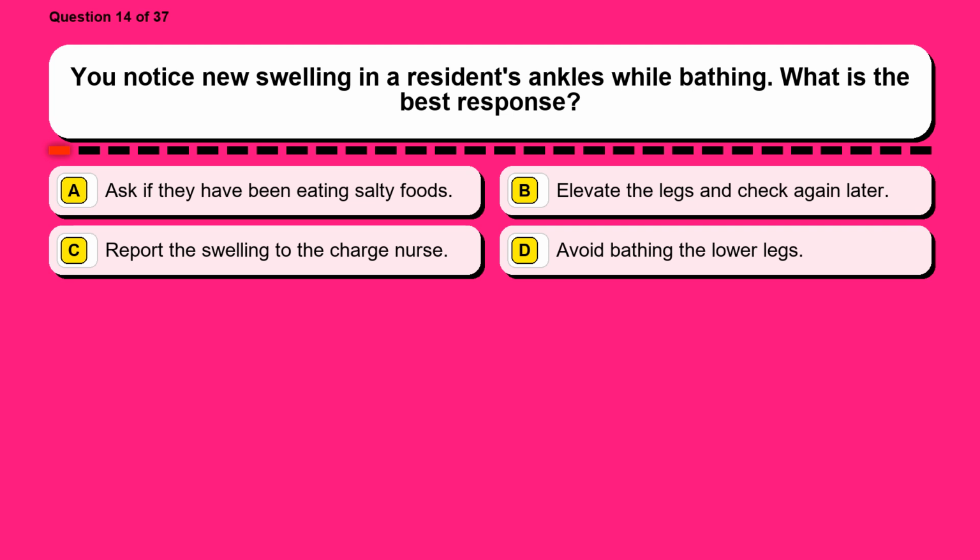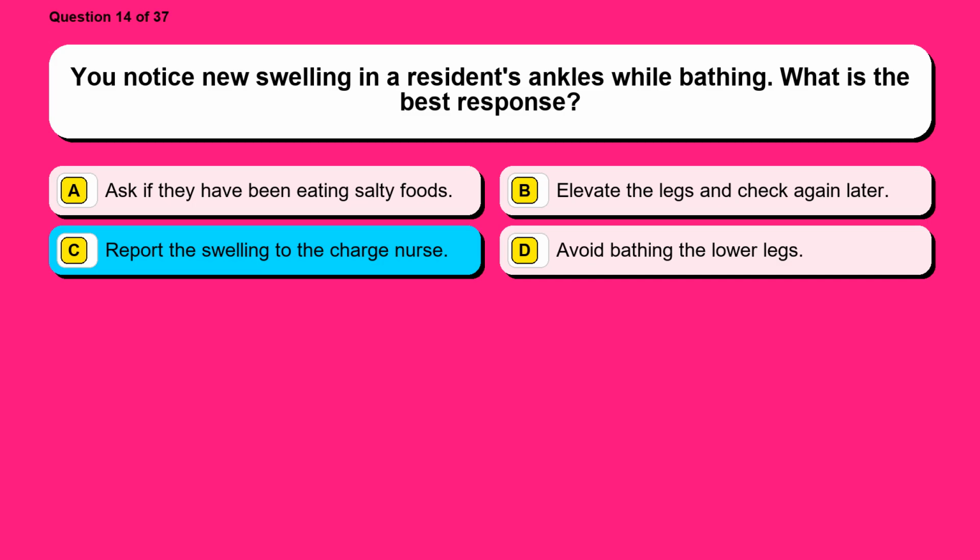Question 14. You notice new swelling in a resident's ankles while bathing. What is the best response? Option A. Ask if they have been eating salty foods. Option B. Elevate the legs and check again later. Option C. Report the swelling to the charge nurse. Option D. Avoid bathing the lower legs.